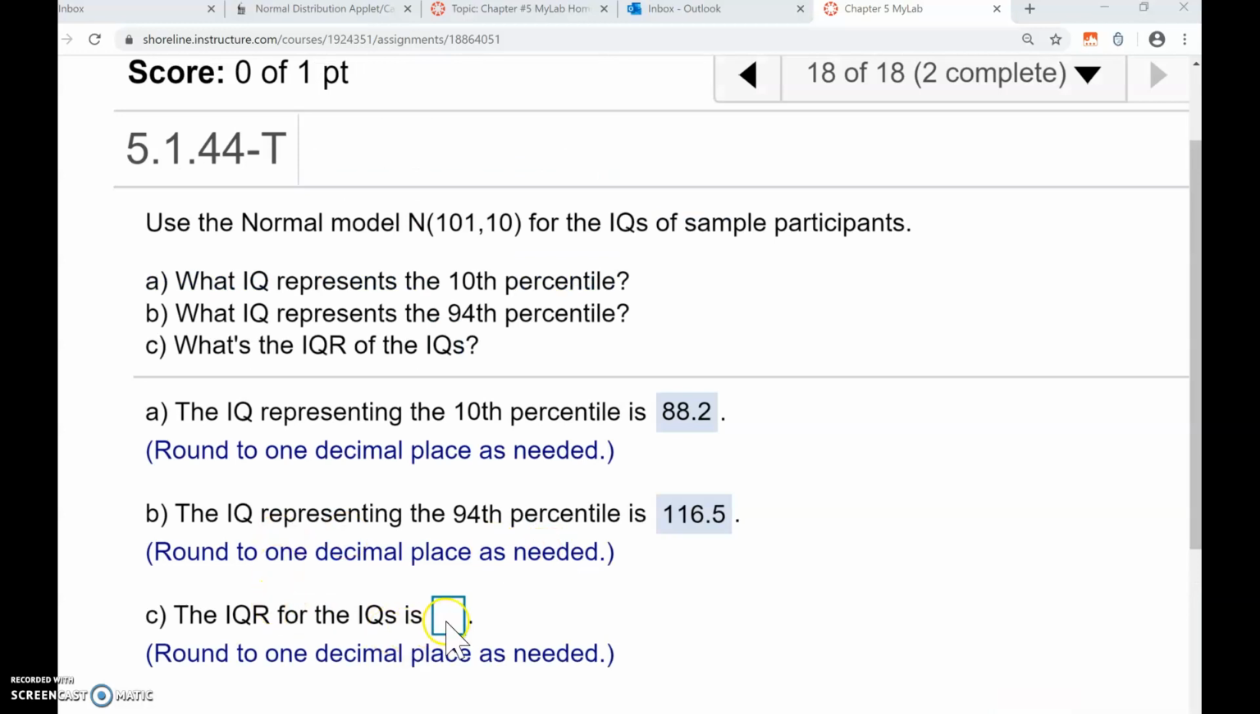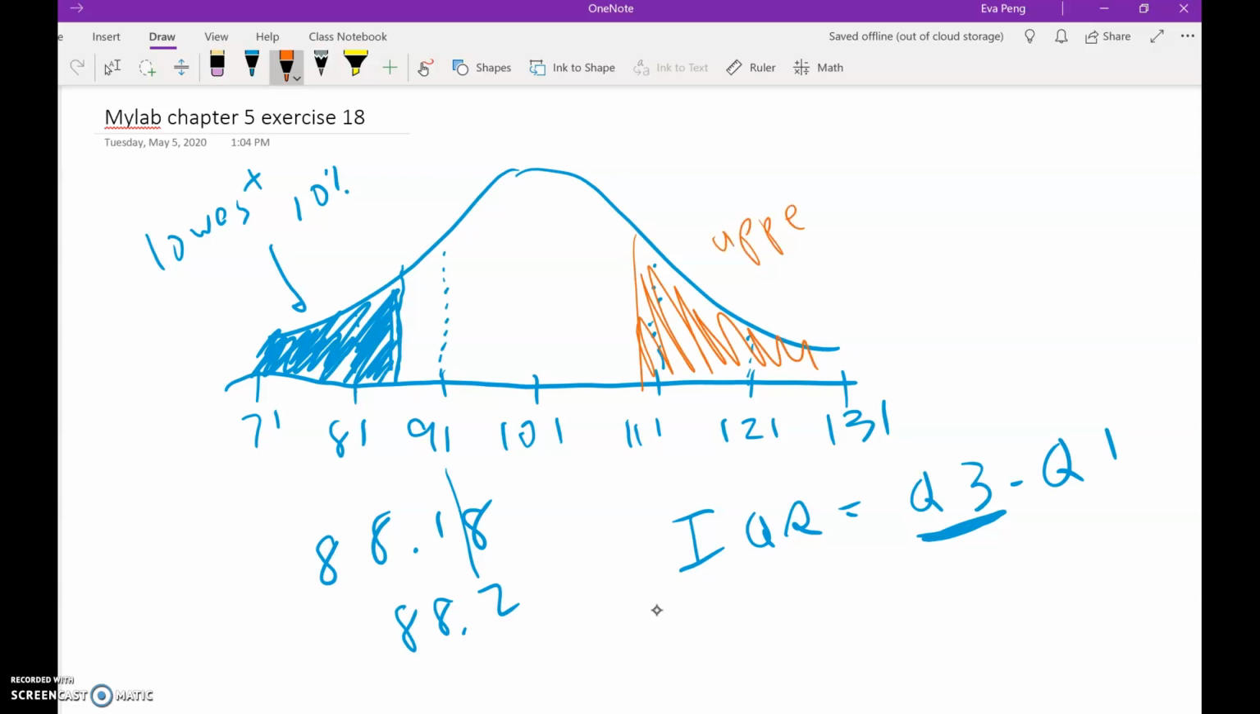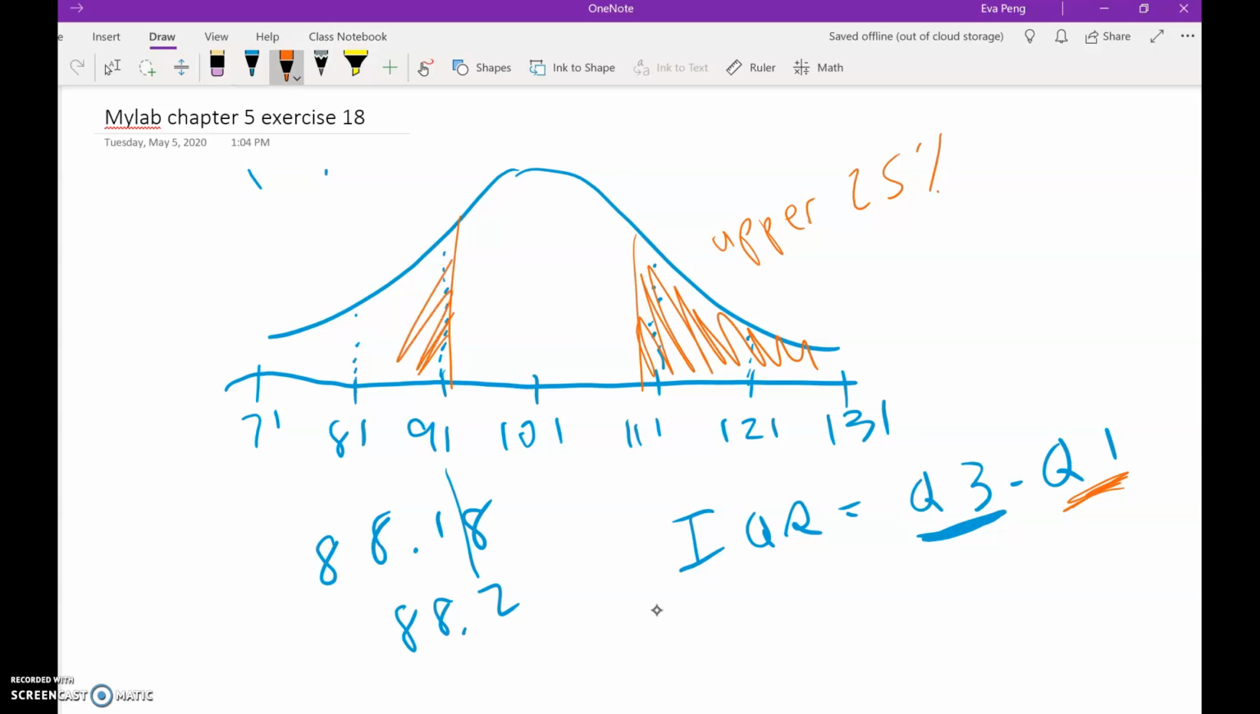Then part C says interquartile range. Remember, interquartile range means the third quartile minus the first quartile. What is the third quartile? The third quartile is the upper 75, the 75th percentile. Here's the upper 25%, and the first quartile would be the cutoff for the lower 25%. Let's erase this lowest 10%, and the lower 25% is probably something like this. I'm guessing maybe 108, 107 for the third quartile. The lower quartile is probably like lower 90s.